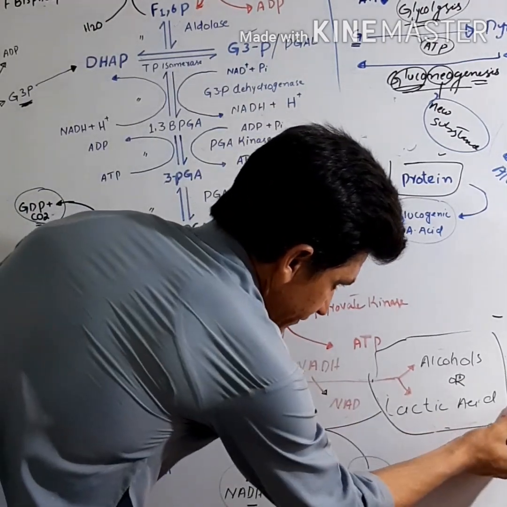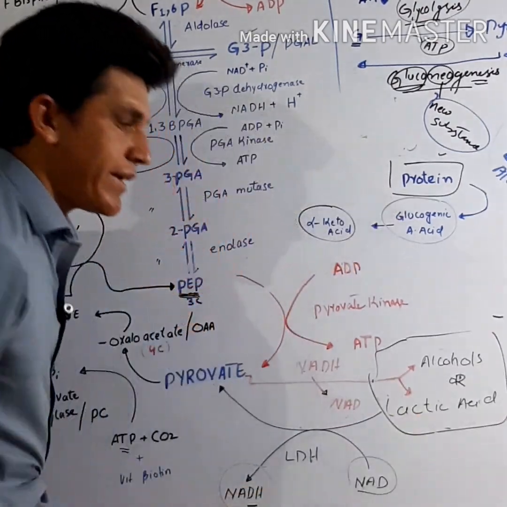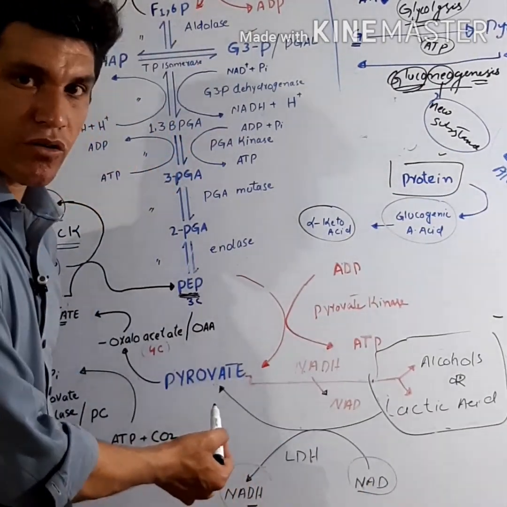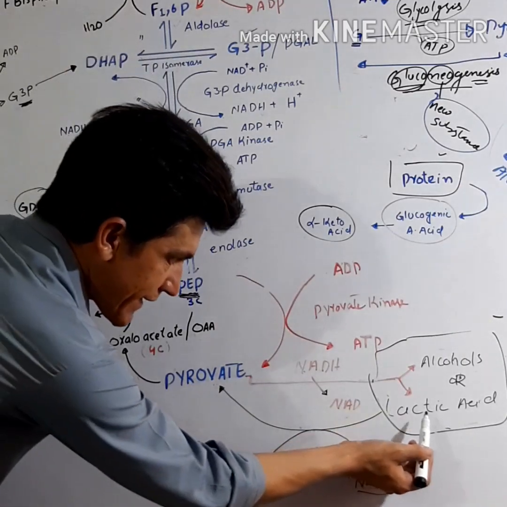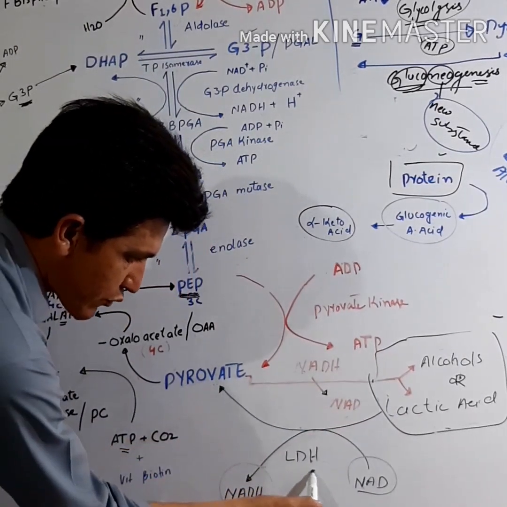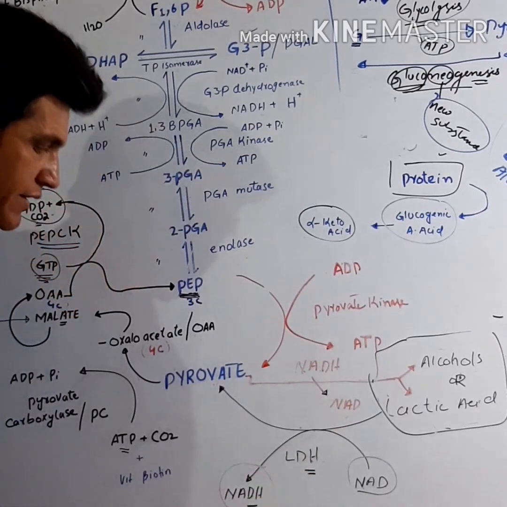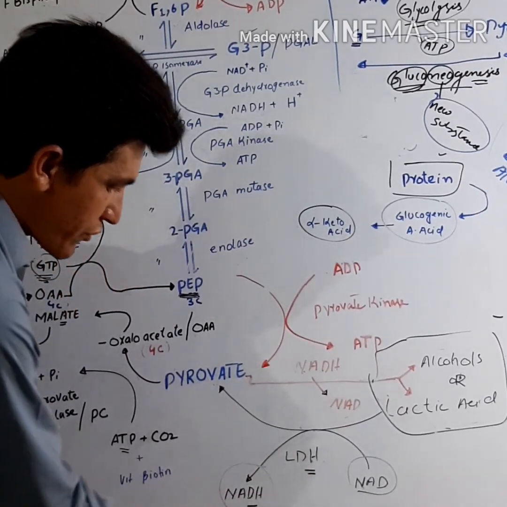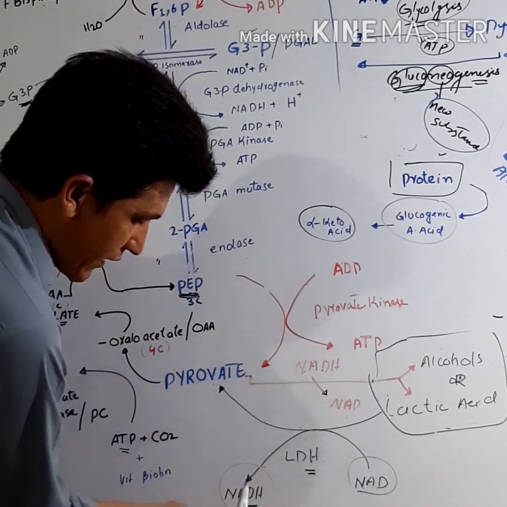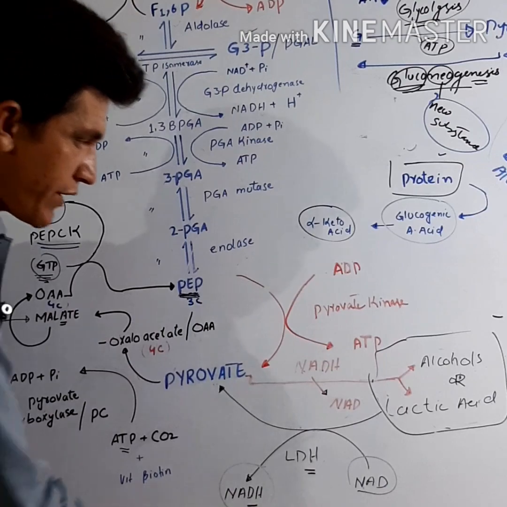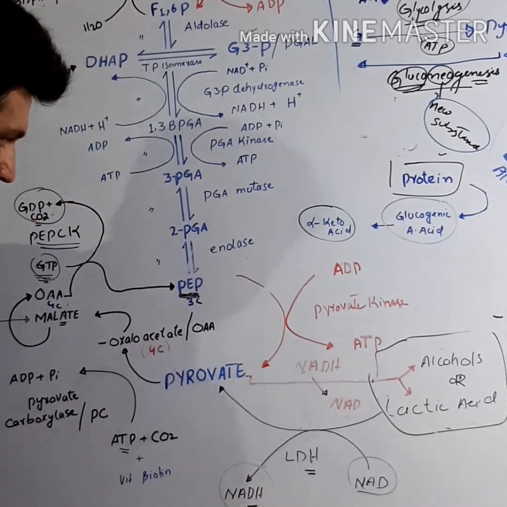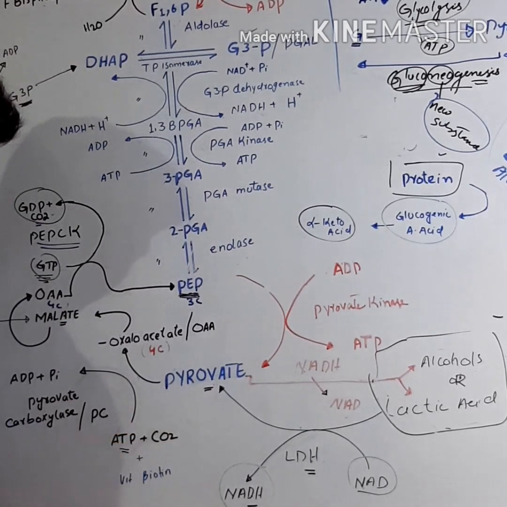As we know, lactic acid is formed in the muscles, and this is carried to the liver or the cortex of the kidney. This lactic acid is converted into a pyruvate molecule in the presence of the lactate dehydrogenase enzyme, which removes the hydrogen from the lactate and adds it to NAD to become NADH. So here the oxidation of lactic acid occurs. Lactic acid is converted into a pyruvate molecule.